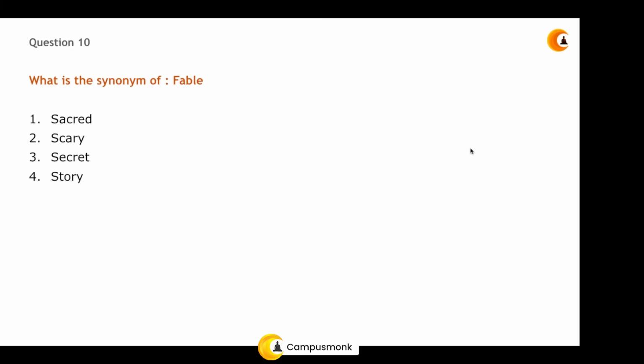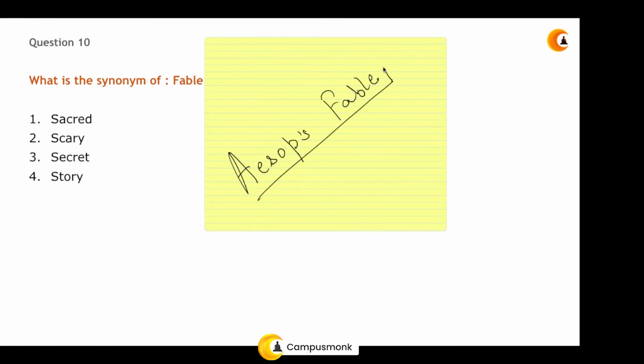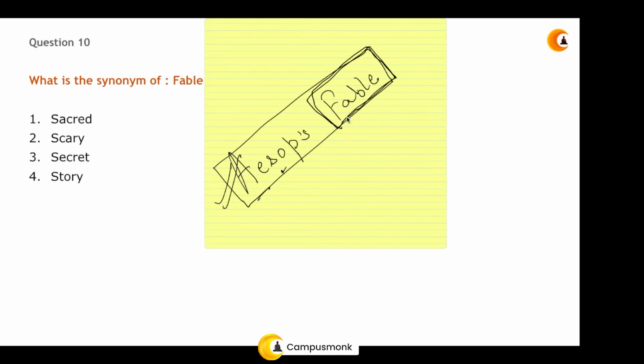Okay, so your time is up. I don't know how many of you have read this book, Aesop's Fables. When I was small, I had this book and I used to read it a lot because it had small stories and they were so good. Probably in grade 5 I came across this book, and that's when I got to know the word fable.